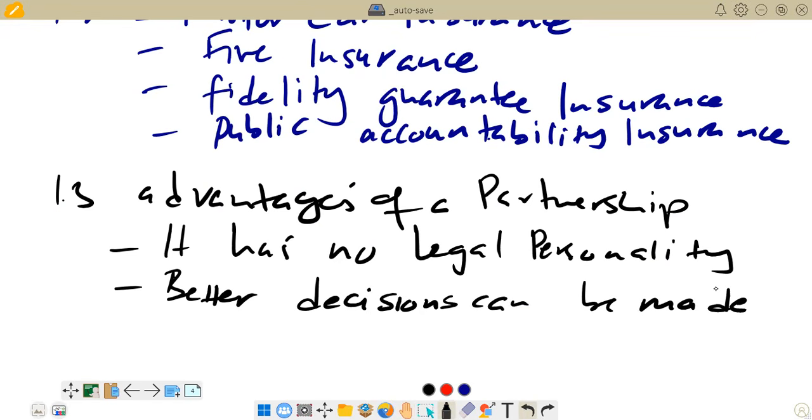It means that more ideas are being brought in. They are helping each other. So in terms of decision making, it means the decision is going to be made with all the partners that are there. So better decisions will be made with different input from different partners. So this is what we have in terms of advantages.